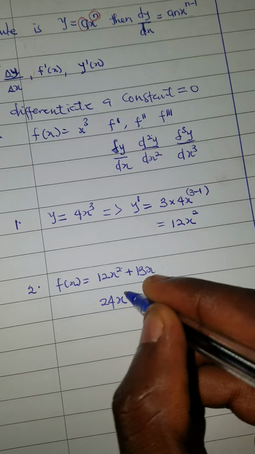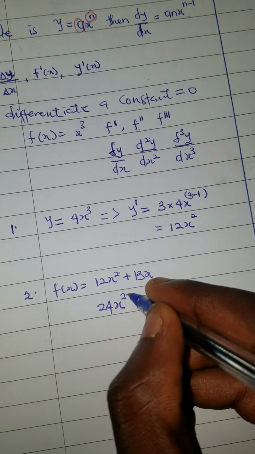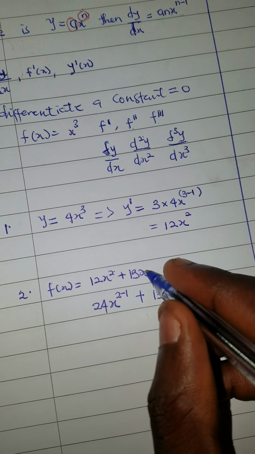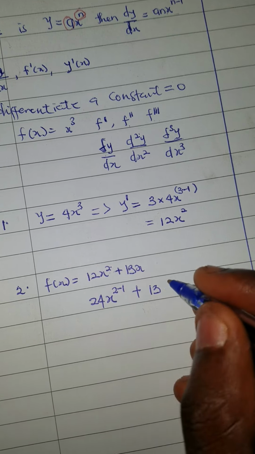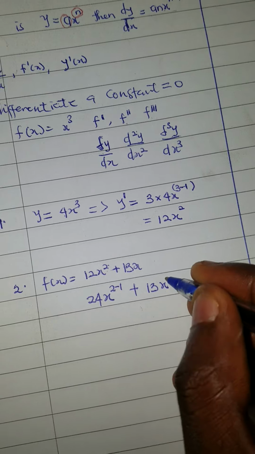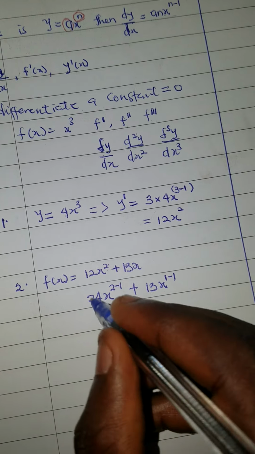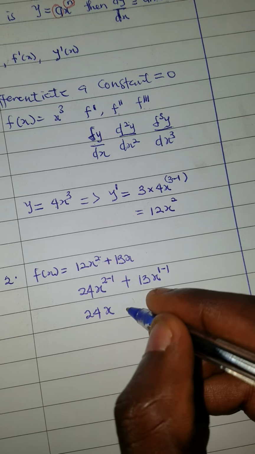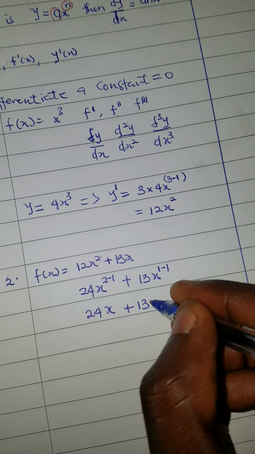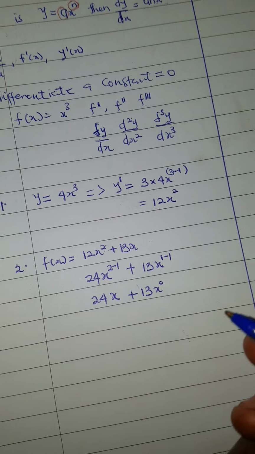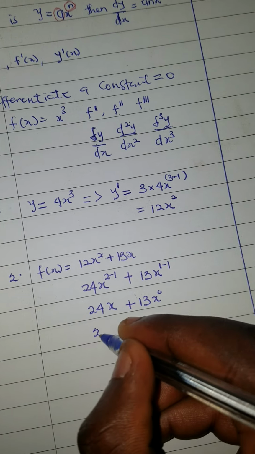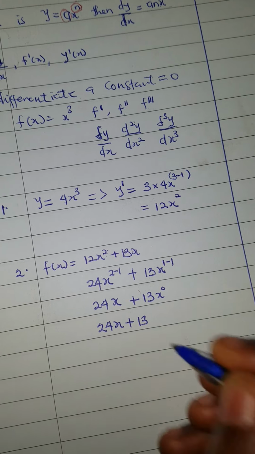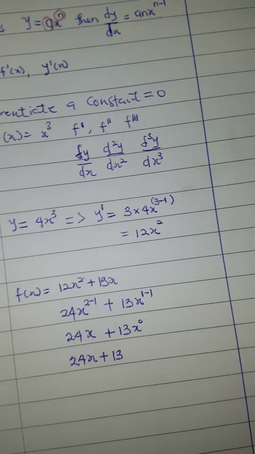24x, then subtract 1 from what? 2 plus 13, that is 1 multiplied by 13, that will give you 13x to the power 1 minus 1. So this will give us 24x plus 13x raised to the power 0. In indices, we know that x raised to the power 0 is 1, so it will be 13.